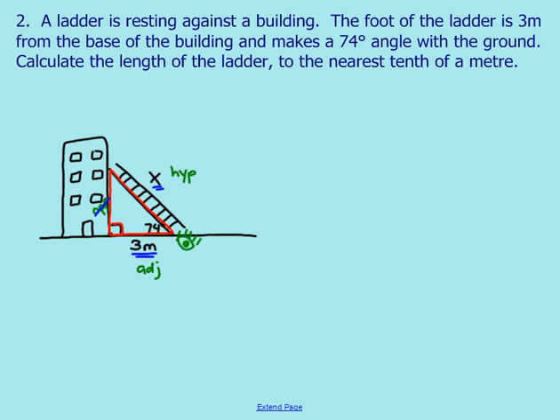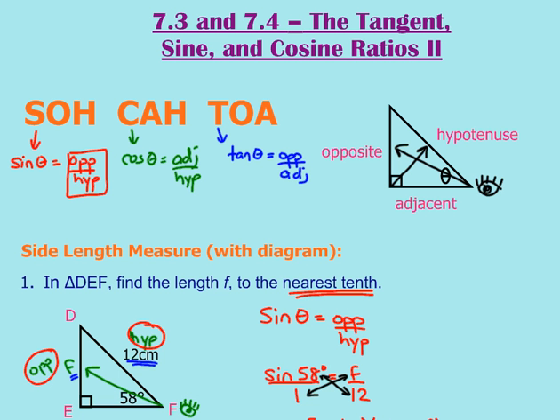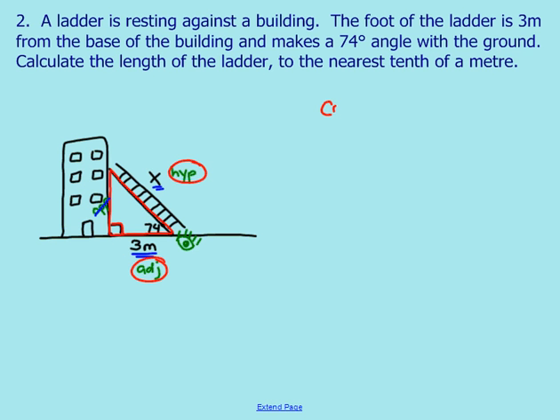Let's go back and take a look at what uses your adjacent and hypotenuse. Adjacent and hypotenuse, well, that's cos. Okay, so cos theta is adjacent over hypotenuse, and start filling everything in. So cos, your angle is 74 degrees, equals adjacent, which was your 3, and your x is your hypotenuse. Just like we did last time, you're going to put a 1 underneath, okay, and then you're going to cross multiply.